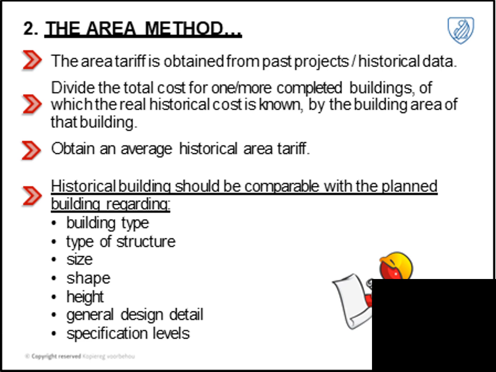So your area method, the area tariff is obtained from past projects as mentioned, and you divide your previous project cost by the area that you calculated, and then you get an average historical tariff which is applied to your new building. So the historical building should be comparable to the plan in regard to the building type, type of structure, size, shape, height, general details, and specification levels. Obviously you're not going to use the rate per square meter for a nuclear plant when you're designing a new house.